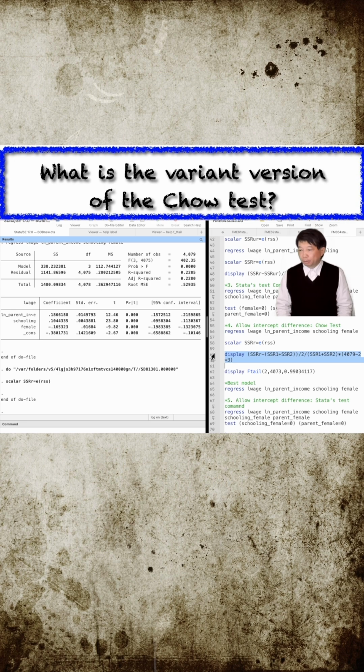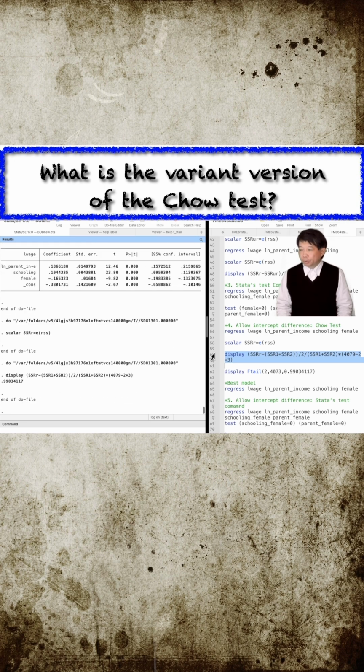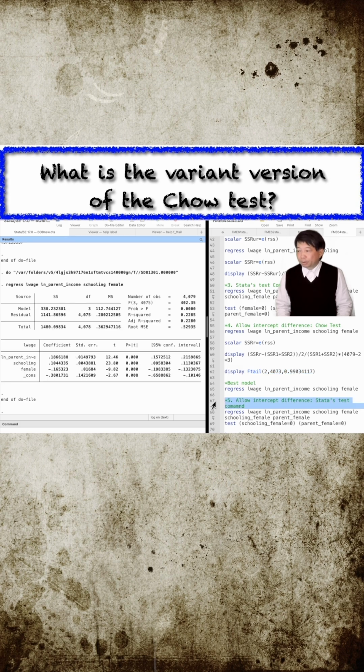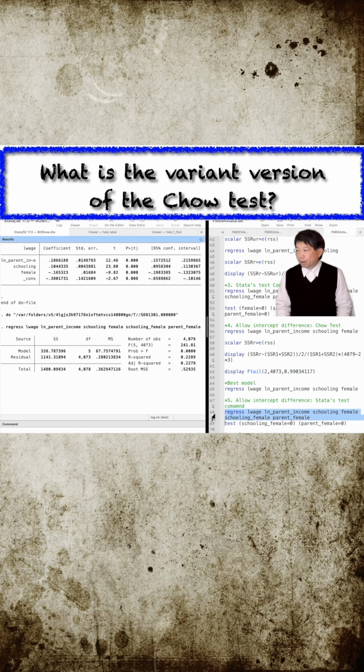In our example, the Chow statistic equals 0.99 and its p-value is 0.37. We fail to reject the null hypothesis that the coefficients of the interaction terms involving gender are all zero. Using the Stata test command reaches the same result.